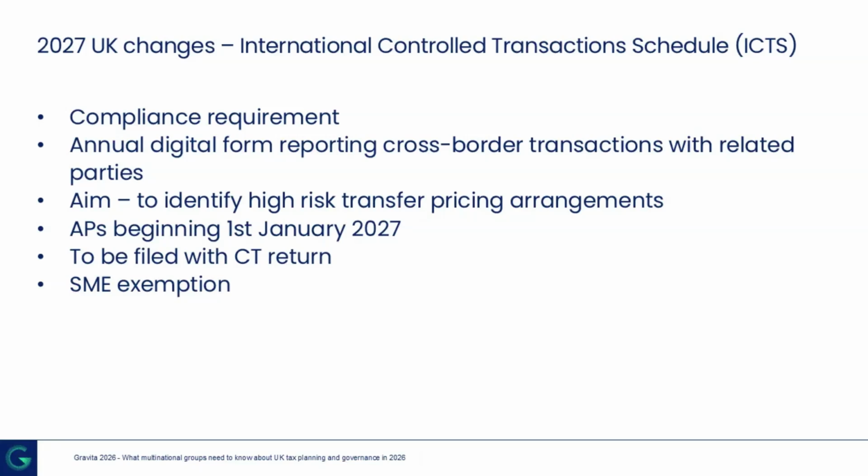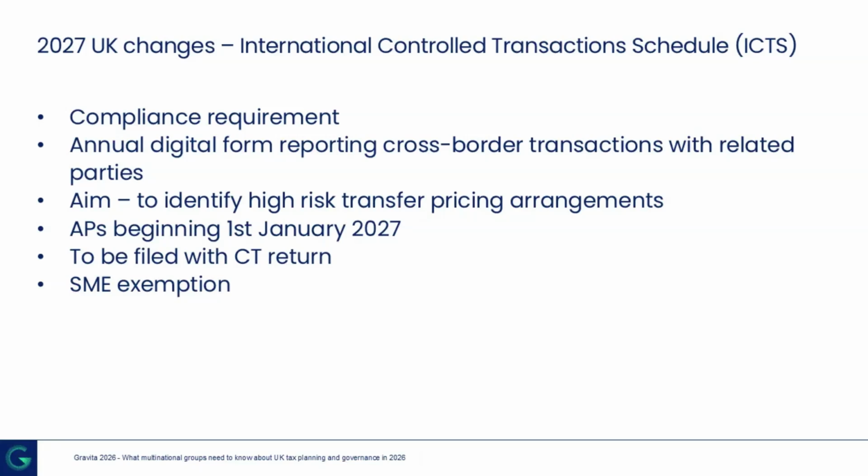So we're now going to look at the ICTS. This is under consultation at the moment. This is the International Controlled Transaction Schedule. And what the plans are is it's going to be yet another compliance burden. Sorry, folks. It's going to be a digital form reporting cross-border transactions with related parties. And we're going to see in a moment what is likely to have to be reported on these. And the aim is to identify high-risk transfer pricing arrangements.